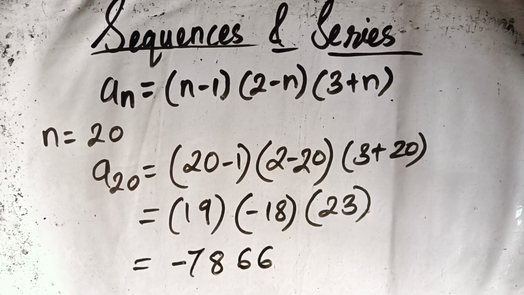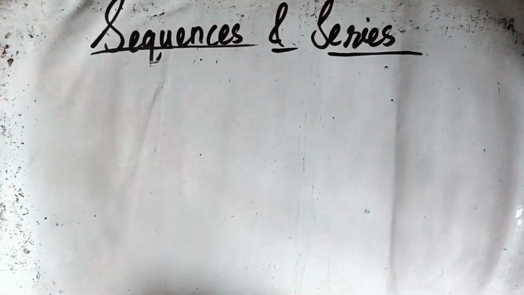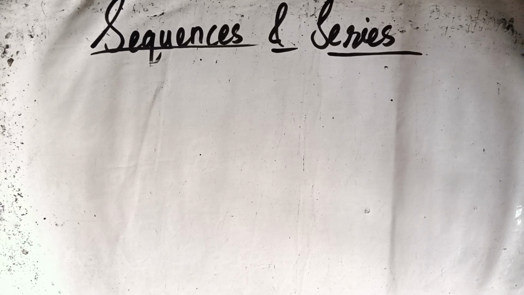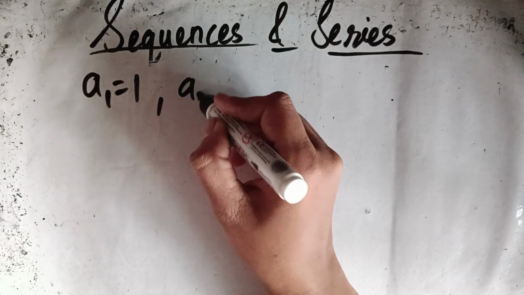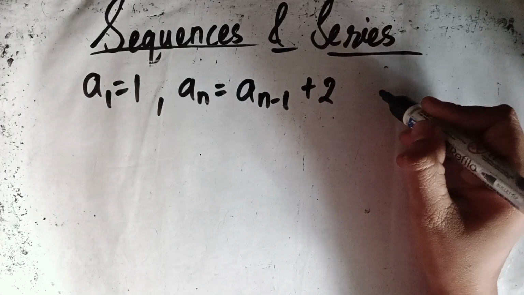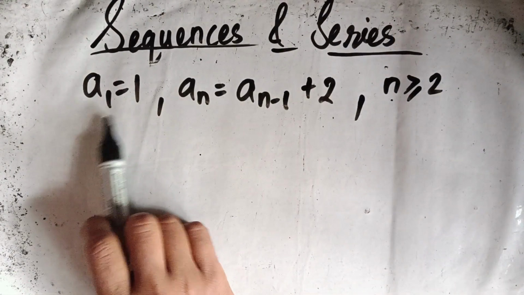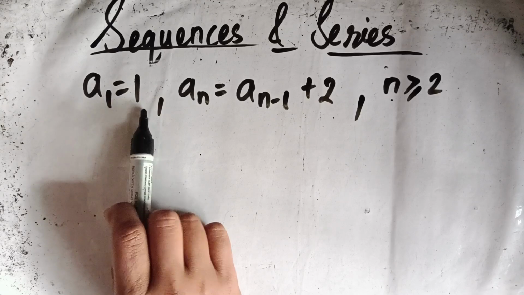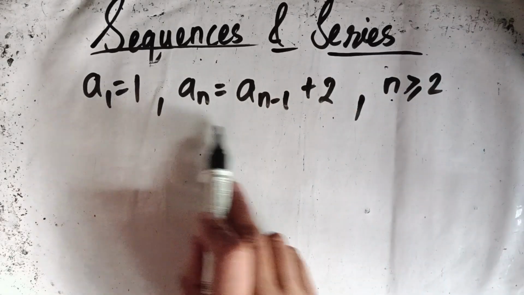Okay. Next question is, let the sequence an be defined as follows. You have to find first 5 terms and write corresponding series. Okay. So first, it is defined as a1 equal to 1 and an is given as an minus 1 plus 2 for n greater than or equal to 2. Okay. So a1 is equal to 1. First term is given. Second term we have to find.